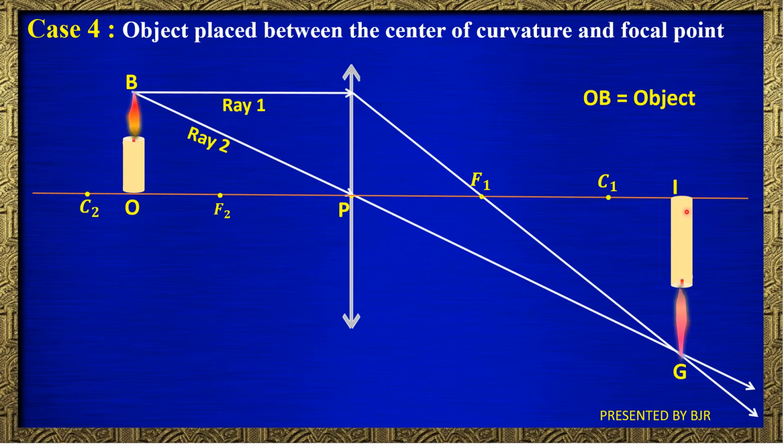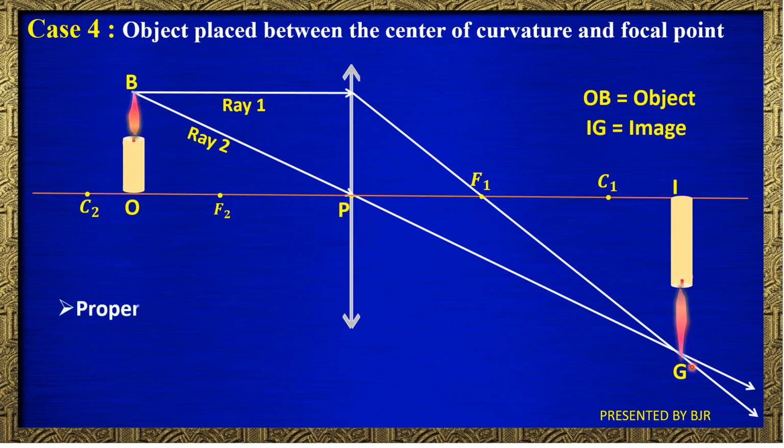Okay, see here, that is the location. Orientation: inverted. Size: magnified image. The size of the image is bigger than the size of the object. You see here, if you measure the sizes, it is a magnified image. Magnified means bigger in size, larger in size. Next, type. Type means, is it a real image or a virtual image? Real image only, because the refracted rays are meeting or crossing one another.